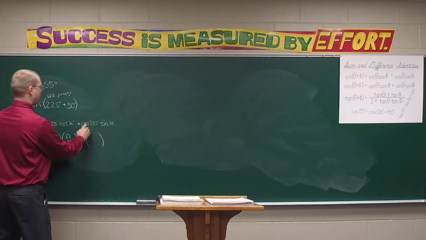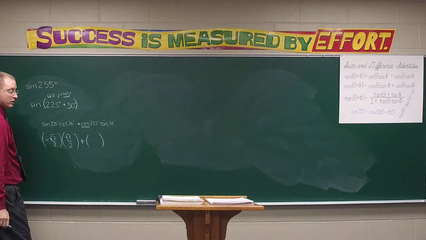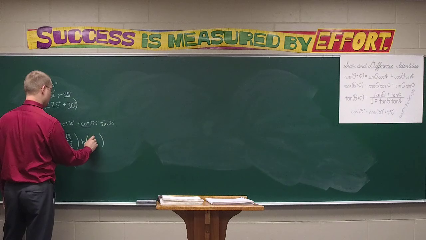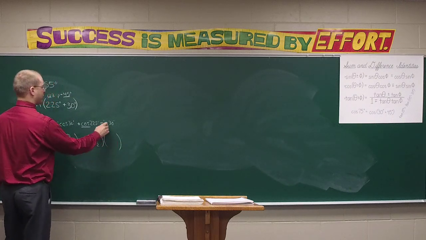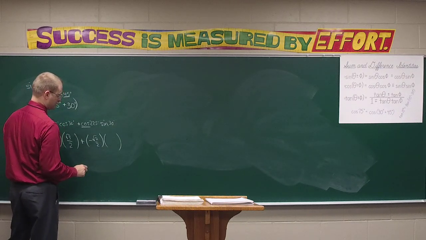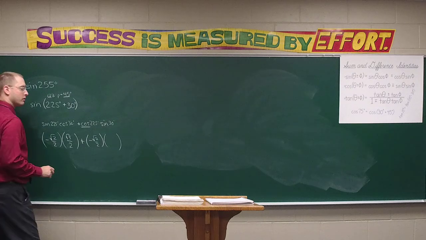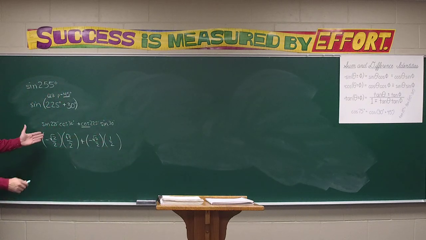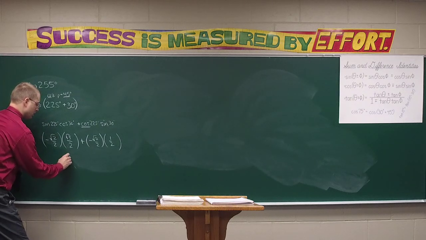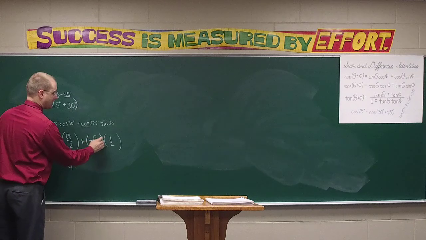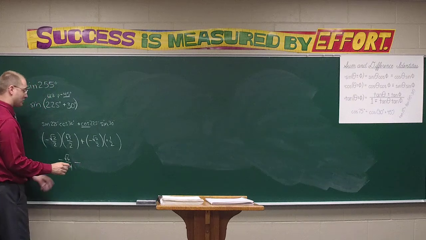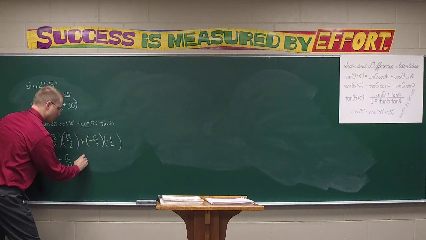Plus, what's the cosine of 45? Square root of 2 over 2. In quadrant 3? Negative. And what's the sine of 30? Opposite over hypotenuse, 1 over 2. All right, we multiply. Negative square root of 2 over 2 times square root of 3 over 2 is negative square root of 6 over 4. And the second product, only one negative, so it stays negative: square root of 2 over 2 times 1 over 2 is square root of 2 over 4.